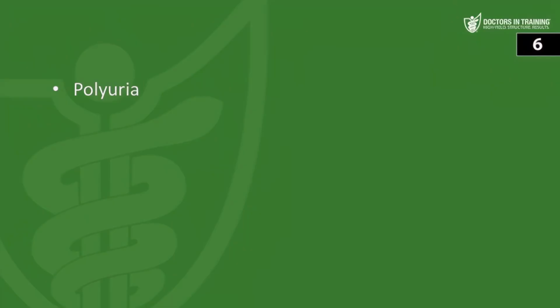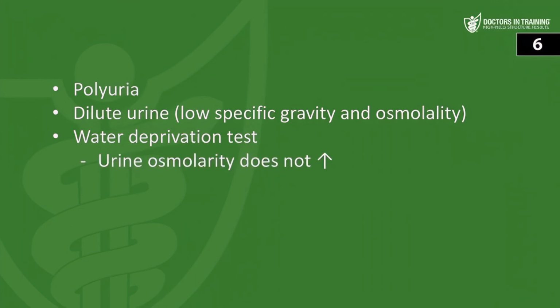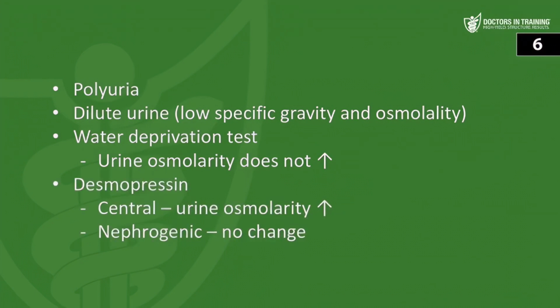Next, what are the diagnostic features of diabetes insipidus? Well, the patient's going to have polyuria, and the urine is going to be dilute, so you have low specific gravity and low urine osmolality. Then on water deprivation test, if the urine osmolarity does not rise with water deprivation, that's diagnostic for diabetes insipidus. Then you're going to distinguish between central and nephrogenic DI by giving desmopressin. So if you give desmopressin and the urine osmolarity rises, this points towards central DI. But if the urine osmolarity does not rise, this points toward nephrogenic DI.